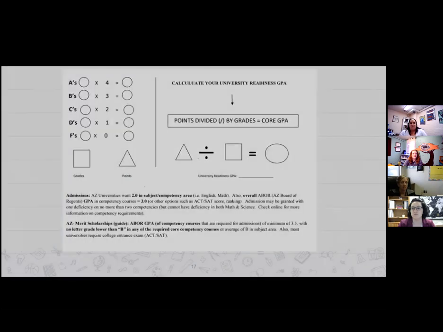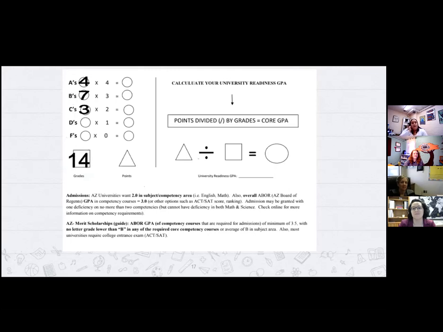So let's take a look at our example that Mrs. Robertson just went through. If I go back and I count all of my A's, I had 4 A's. So you'll count how many A's that you have. I'm going to count all my B's, and I have 7. C's, 3. And I actually did not have any D's or F's. So when I add up the 4, the 7, and the 3, I get 14.